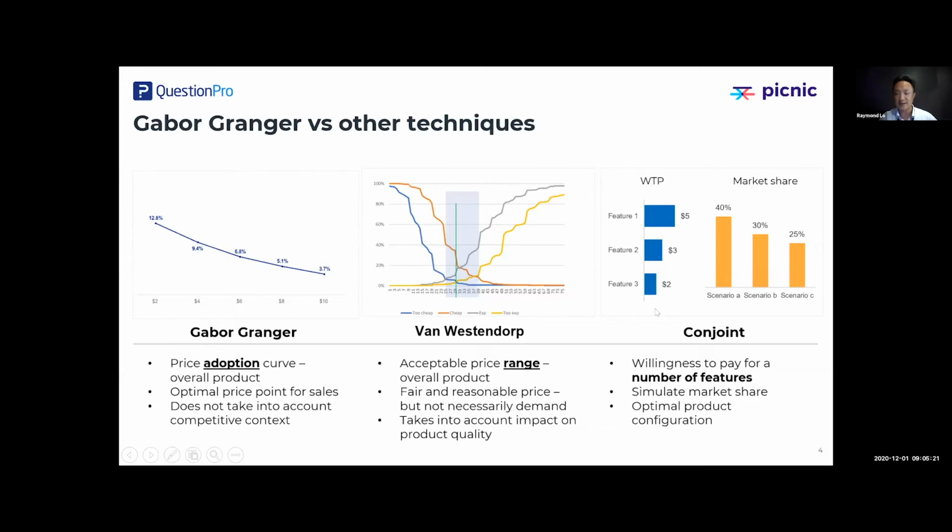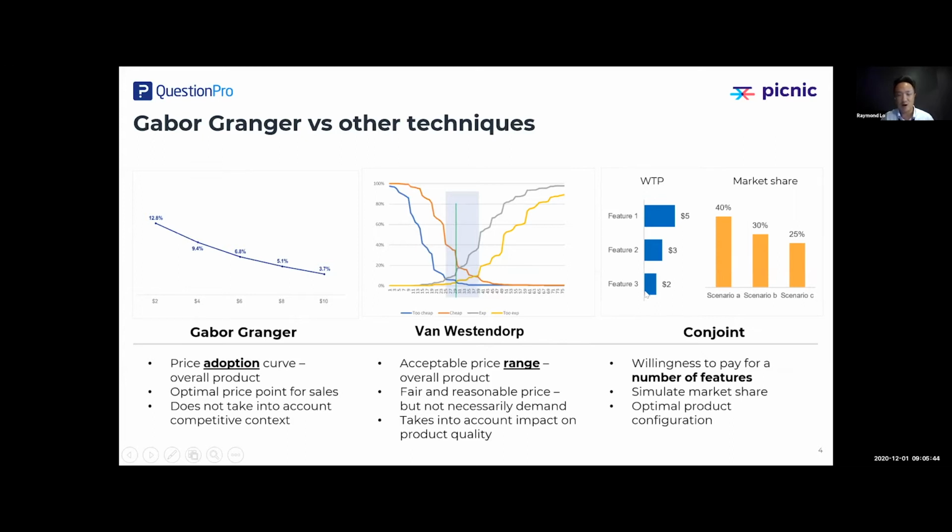The very last one is, I mean, it's the Rolls Royce of pricing. So it's a conjoint, and most of you will know about this. For this particular technique, it's a bit more arduous for the customer to respond in the survey because they go through rounds and rounds of different scenarios. But what I can tell you is a willingness to pay for a number of features.